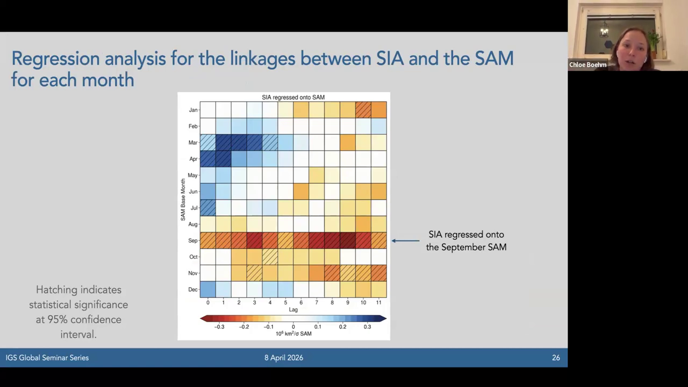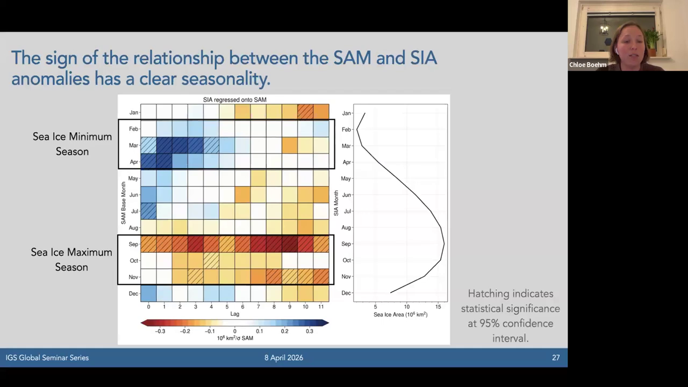Each row here is a different month of SAM that we're regressing onto, and each column is a different lag, so a different month of sea ice that we're regressing onto that particular month of the SAM. I just showed you the September row. It shows, again, that we're getting these negative sea ice anomalies as a result of a positive September SAM. But now you can see across all the other months what this relationship looks like, and we see that there are two distinct relationships here.